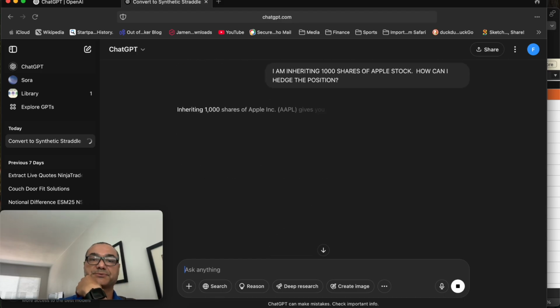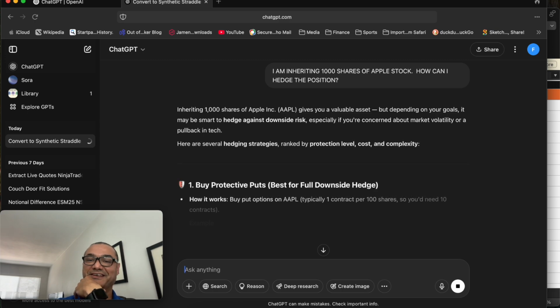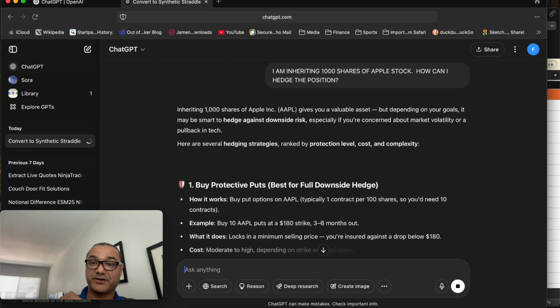All right, let's see what they come up with. Gives you a valuable asset. Yeah, I agree. That's right. But depending on your goals, it may be smart to hedge against downside risk. I agree, especially if you're concerned about market volatility or pullback in tech. Here are several hedging strategies ranked by protection level, cost, and complexity.